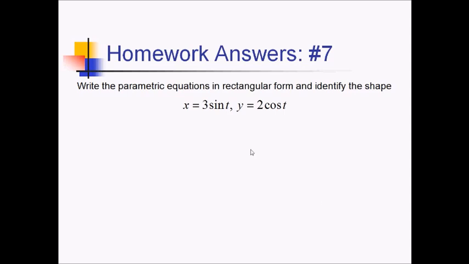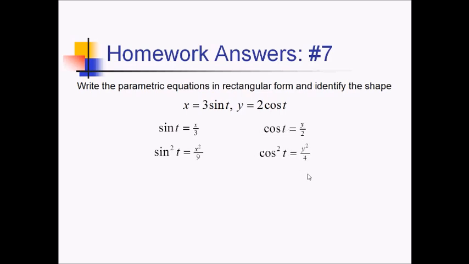For number 7 and onwards, we want to write the parametric equations in rectangular form and then identify the shape. So let's start by getting these sine and cosine functions by themselves, because we're going to square them in a minute. So we've got sine of t equals x over 3, and then squaring that, we have sine squared equals x squared over 9. Over here, we've got cosine of t equals y over 2. So squaring that, we have cosine squared of t equals y squared over 4.